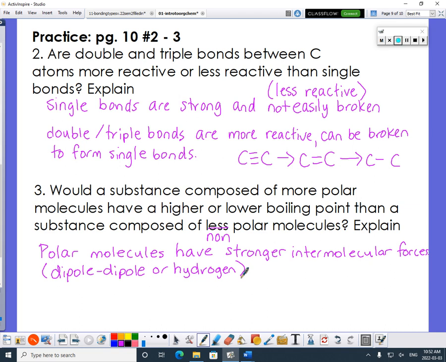Okay, so polar molecules have stronger intermolecular forces. That means more energy is required to break the forces. So nonpolar molecules will have a lower melting and boiling point. You could have gone the other way and said nonpolar has weak intermolecular forces. That would be the same support. Okay.